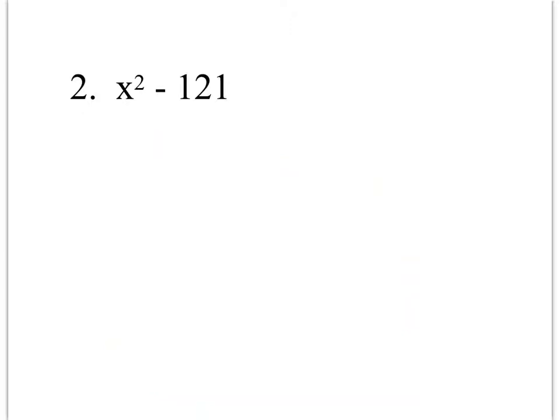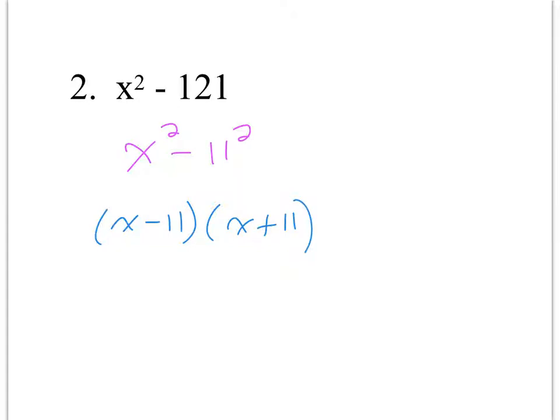Okay, looking at this one, we have x squared minus 121. I'm hoping you immediately recognize now that x squared minus 121 is x squared minus 11 squared, from our list we just wrote down. You go ahead and factor that right now. Okay, you should have had x minus 11 times x plus 11. That's our final answer right here.